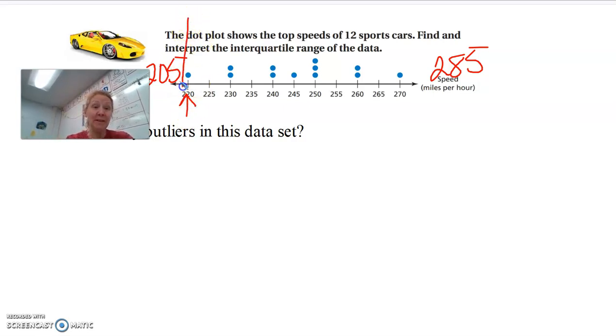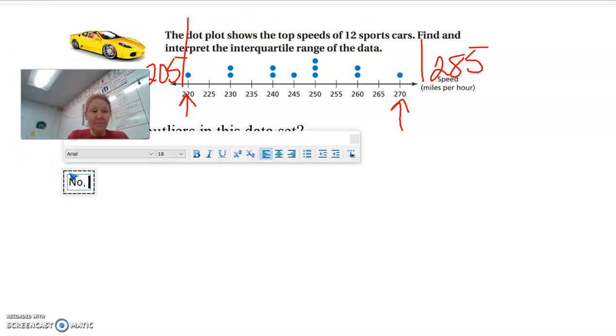It's within that boundary. The biggest number is 270, also within that boundary. So here's how I could type out my answer. Are there any outliers in the data set? I could say no.